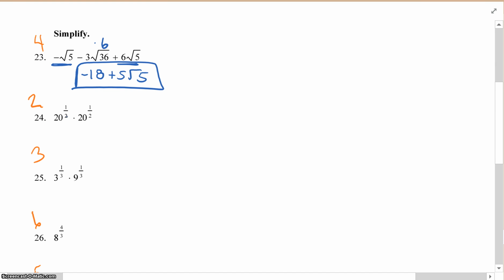All right, 24. 20 to the 1/2 power times 20 to the 1/2 power. My bases are the same, so I can add the exponents. So 20 to the first. So the answer would be just 20.